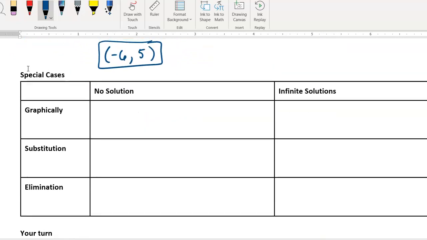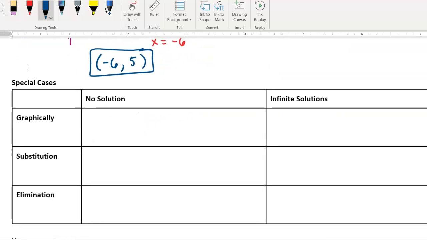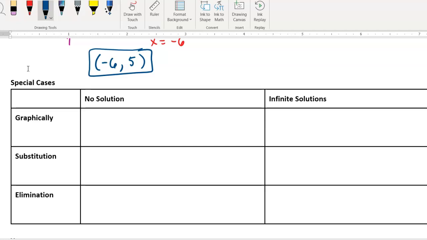All right. So we have some special solutions. Let's first start, because you're not always going to have linear equations that intersect. We could have linear equations that are parallel to each other. If they're parallel to each other, there's going to be no solution. So parallel lines always result in no solution.